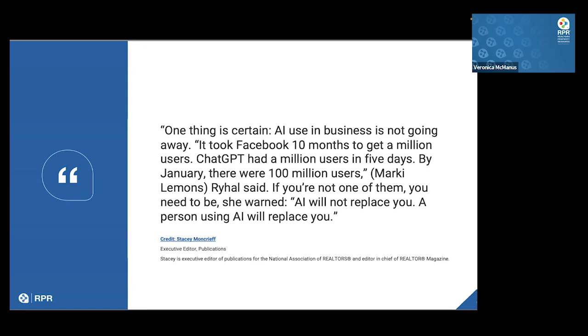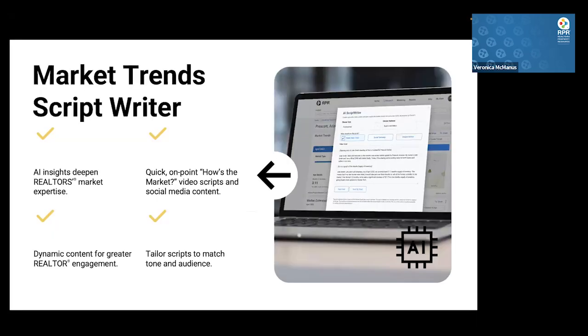So think about that. We're creating these scripts using AI. It's not meant to replace you. It's another tool in your toolbox. And RPR makes it super easy for you to use. So the market trend script writer is going to use AI and look at all of that data. And it's really going to reinforce that you're super informed on what's happening. We've got a video script for you, and I'm going to show you where you can get that. You're going to have great content for greater engagement.